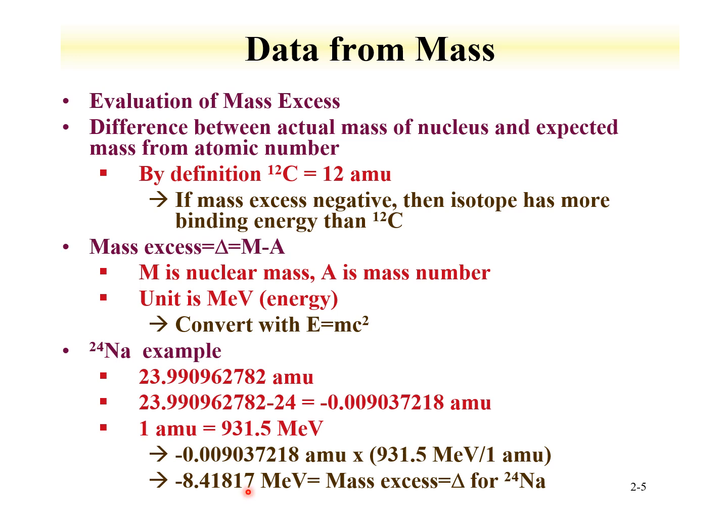So if I take this value and multiply it by 931.5 MeV per atomic mass unit, I get that the mass excess for sodium-24 is equal to negative 8.418, etc., MeV, mega electron volts. So this is a value that we could use for equations, and it's a way of quantifying how changes in this atomic mass unit can be used to help us understand reactions.